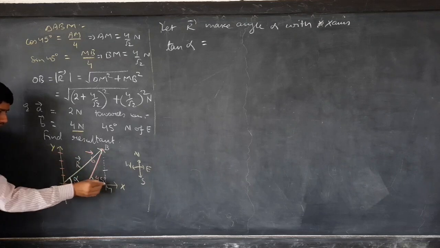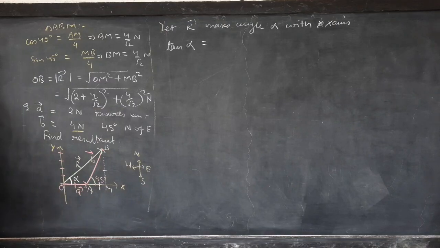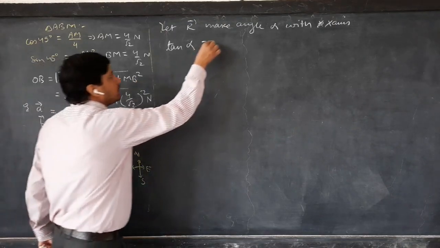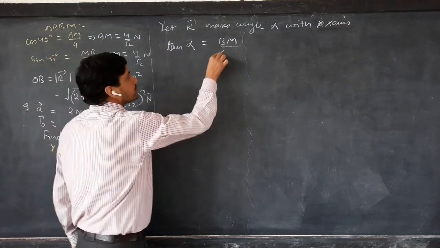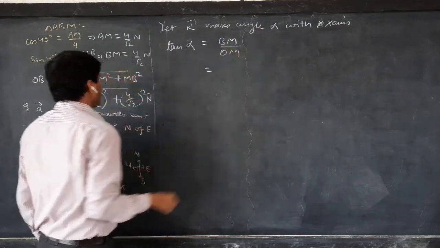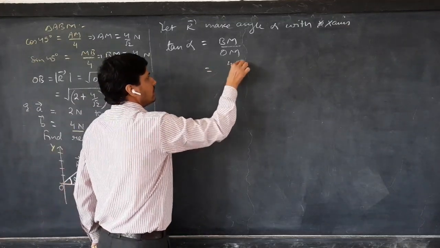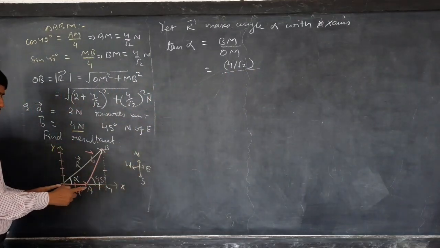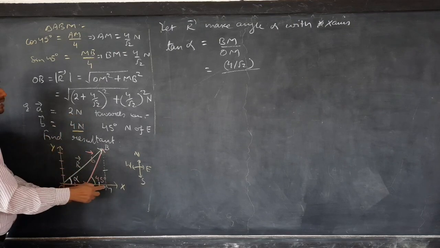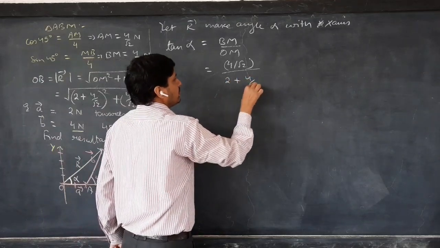Then in this big triangle OBM, you can see tan alpha can be written as the perpendicular by base. Now what is the perpendicular? BM, and the base is OM. So BM will be how much? BM we have already calculated, 4 by root 2, and OM is OA plus AM. OA is 2, and AM we have calculated 4 by root 2. 2 plus 4 by root 2.